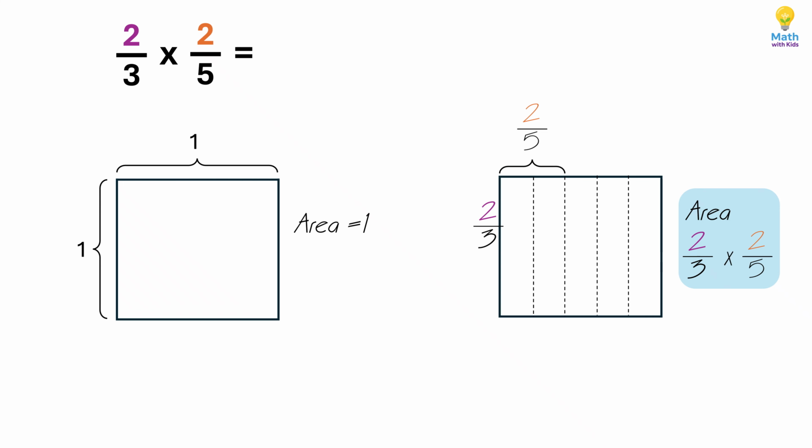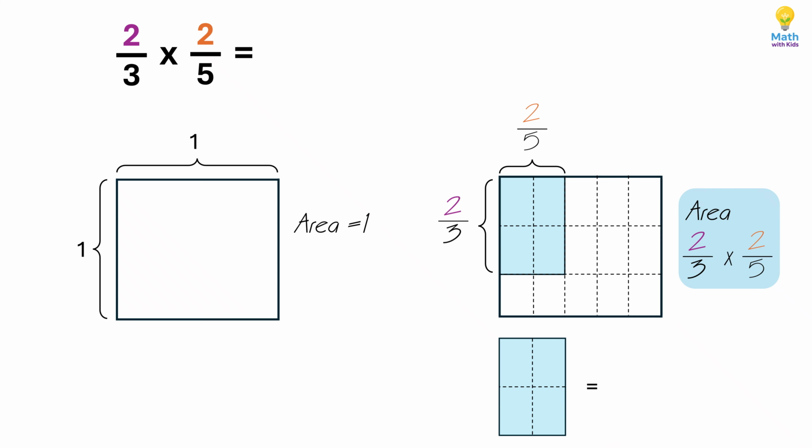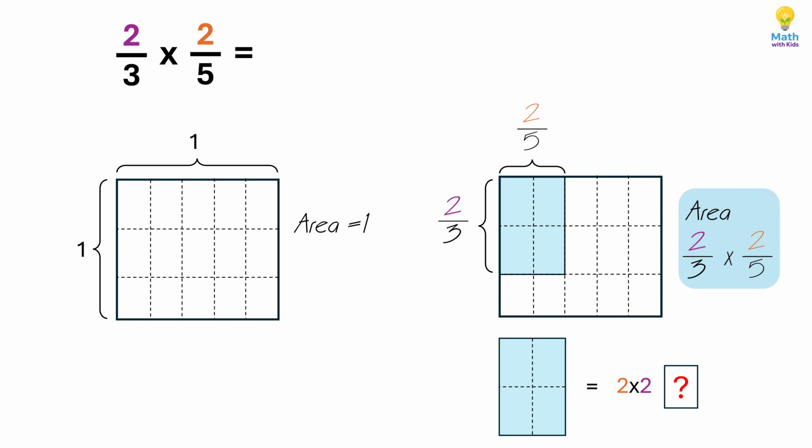Next, we find 2/3 along the breadth. We divide the breadth into 3 equal parts and take 2 parts. Now we have a blue area. This area represents 2/3 times 2/5. There are 2 times 2 blocks in the blue area. But we still don't know the exact value of one block. Let's look back and check. The whole square unit is divided into 3 times 5 blocks. So, one block is 1/(3 times 5).